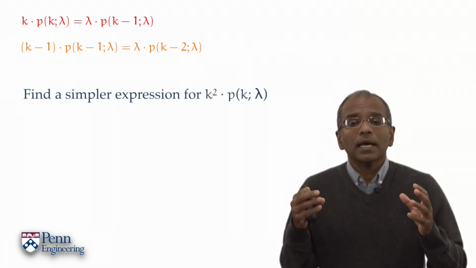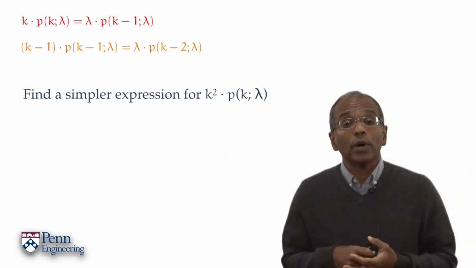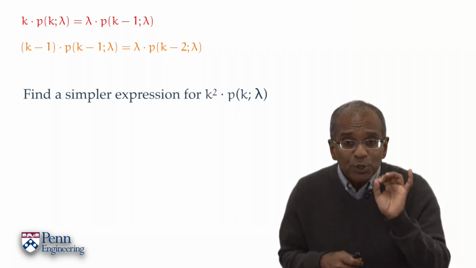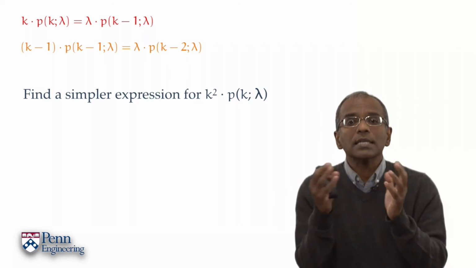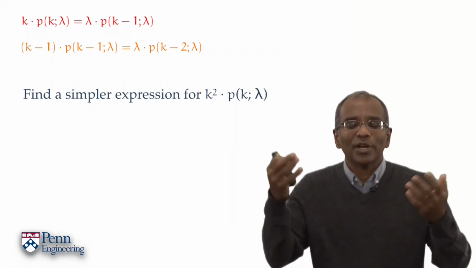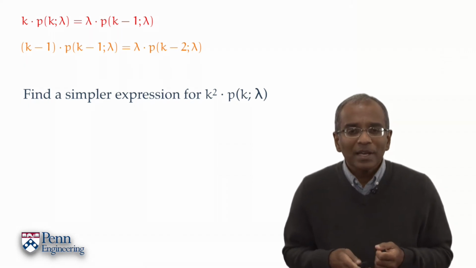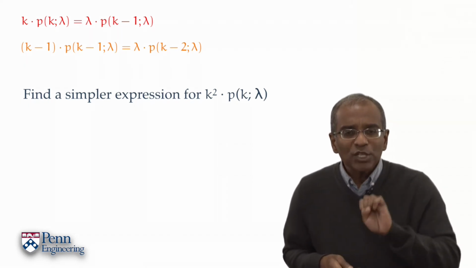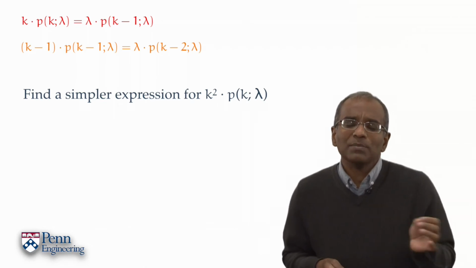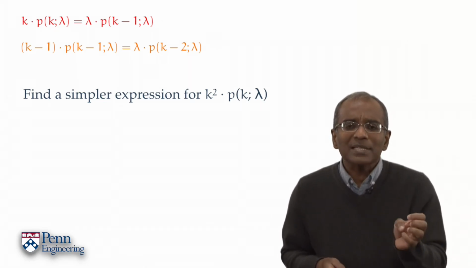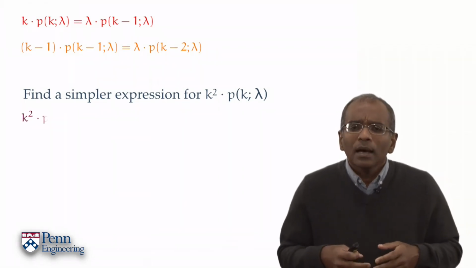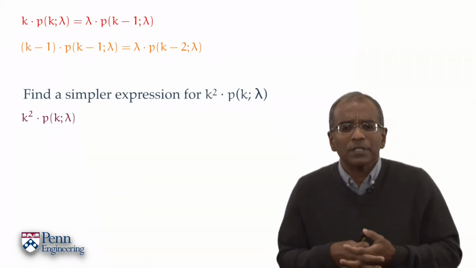We want to find an alternative expression for k squared times P of k. Our basic Poisson identity gives us an identity for k times P of k in red lettering on the top of your screen. Therefore, if we look at k squared and decompose it into a product of k times k, that brings us into an expression of the form for which we have an identity. Let's exploit this without further ado.